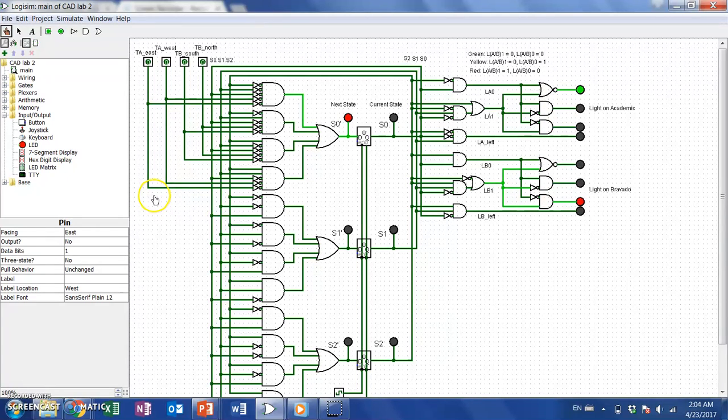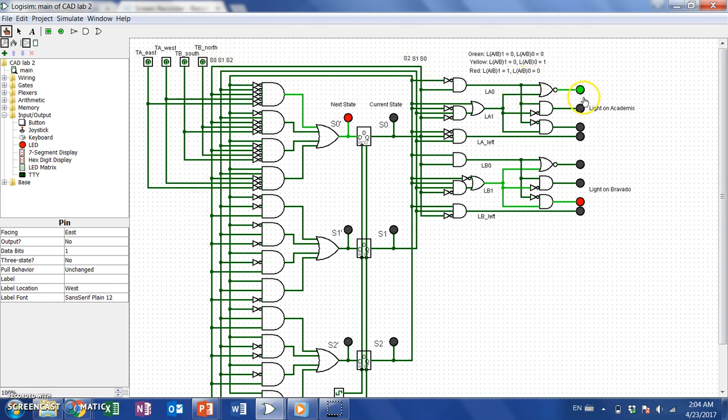Hi, so this is my advanced traffic controller for the intersection of Academic Street and Bravado Street. So here we have the sensors, which is TIA East, which is the sensor on the east side of Academic, TIA West, this is on the west side of Academic, TV South, the sensor on the south side of Bravado, and TV North, the sensor on the north side of Bravado.